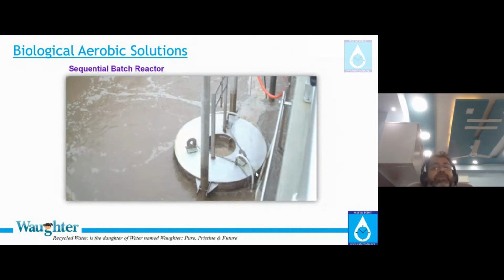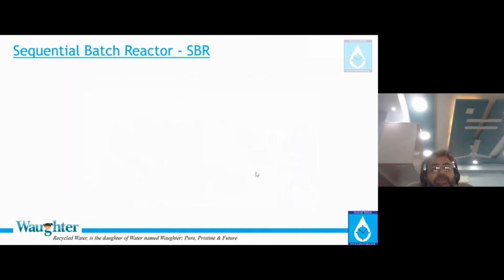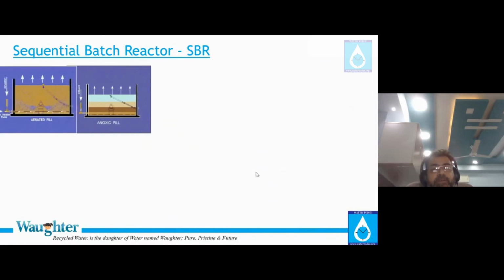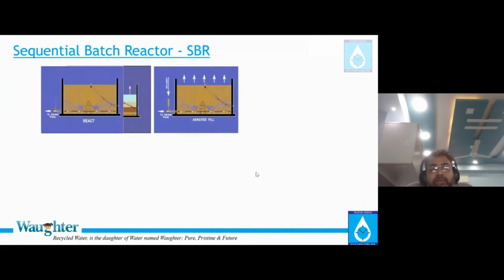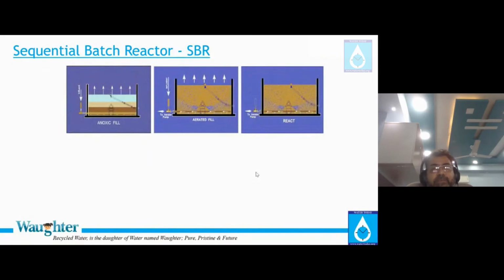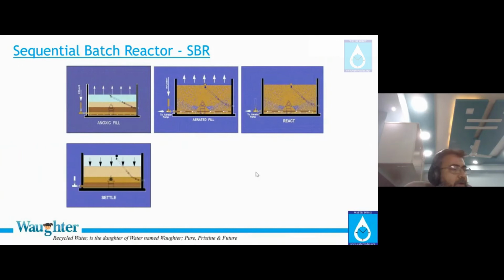Now moving forward to the sequential batch reactor. Do we have a change in technology? No. What is changing here is this: anoxic fill, then aerated fill, and then the reaction phase, where the reaction is taking place. And once the reaction is complete, we talk about settle. That's the next phase, in which you start by stopping the air.